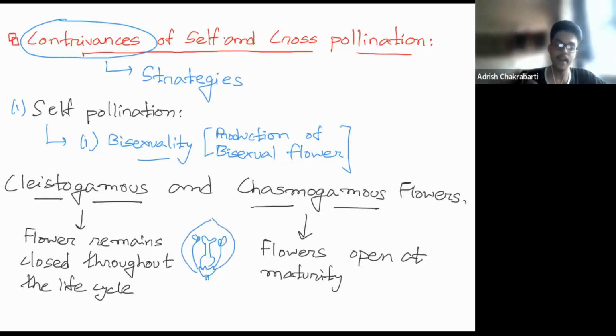Now, in case of cleistogamous flowers, even when the flower is mature, throughout their life cycle, the corollas are going to be in this condition. The flower will remain closed throughout. Now, if there's an external pollen from an anther of another flower, they are trying to fall onto the stigmatic surface, but since the flower is closed, they are not able to fall onto the stigmatic surface.